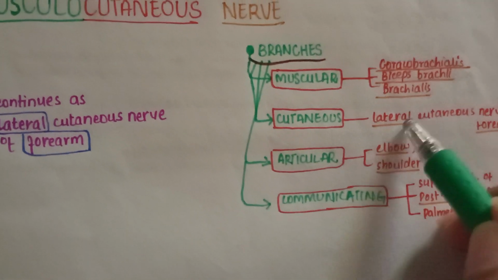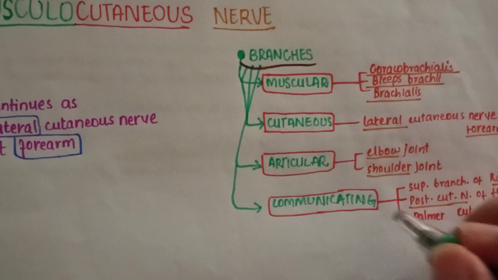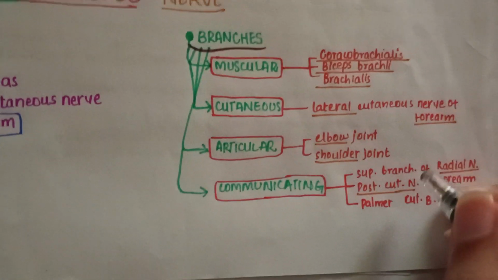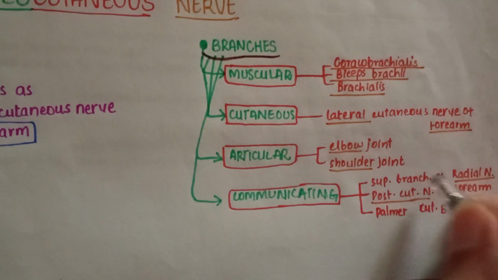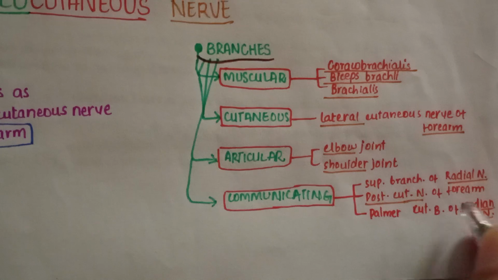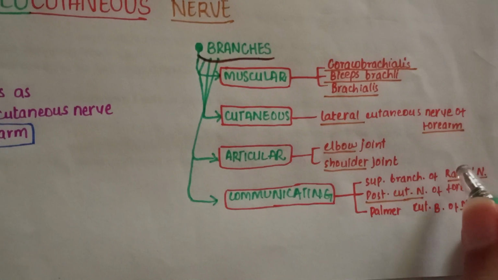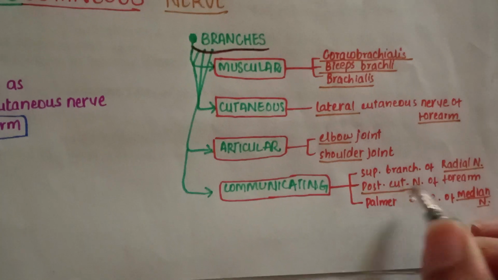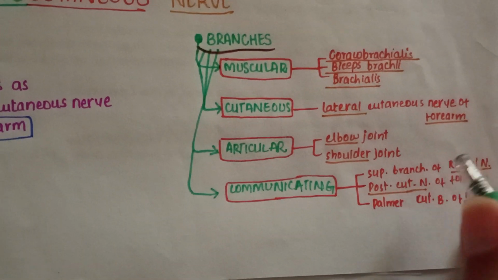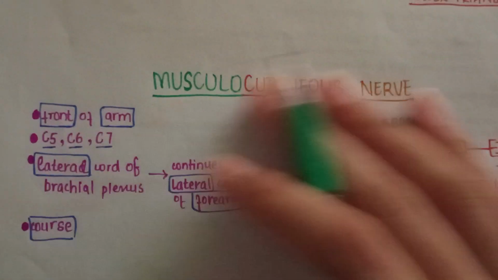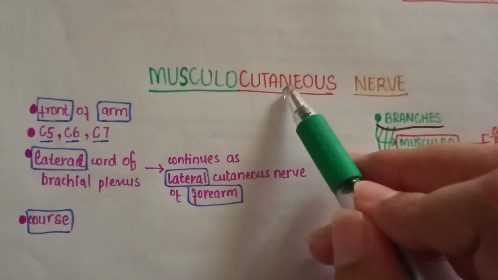Now come to the communicating branches. So the lateral cutaneous nerve of the forearm, it actually communicates with the posterior cutaneous nerve of the forearm, and also with a superficial branch of the radial nerve, and with the palmar cutaneous branch of median nerve. So it communicates with the branches of radial nerve and the median nerve, and also with the posterior cutaneous nerve of the forearm. So here we have all about the musculocutaneous nerve.